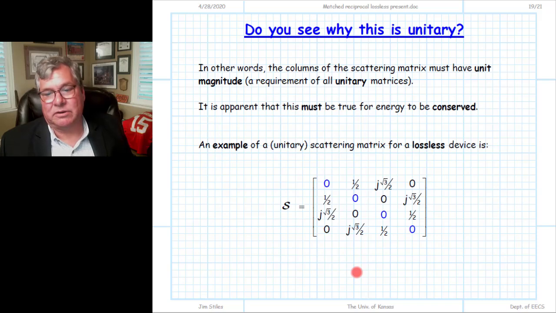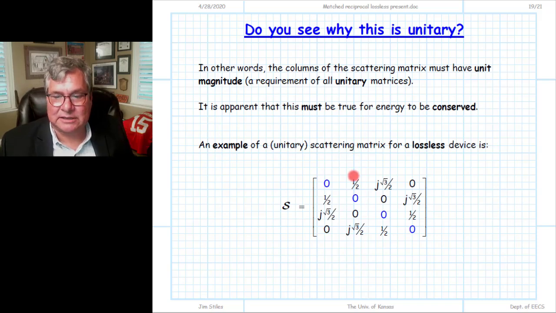One that's a little bit harder to do mathematically is to look at the second column and the third column. Again, we're going to take the complex conjugate of these elements, and then multiply the like elements together, and then add them up. So we're going to take the complex conjugate of 1/2, which of course is 1/2, and multiply it by this. And what we get is j times the square root of 3 over 2.